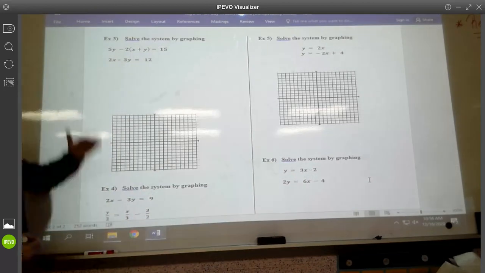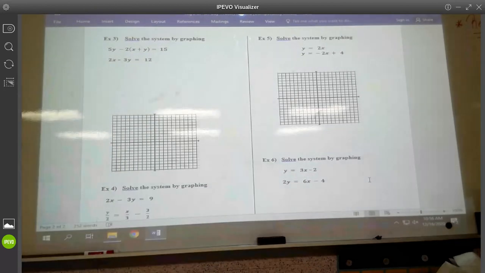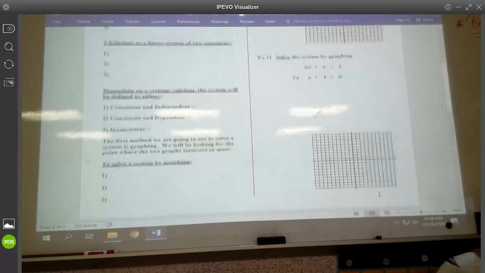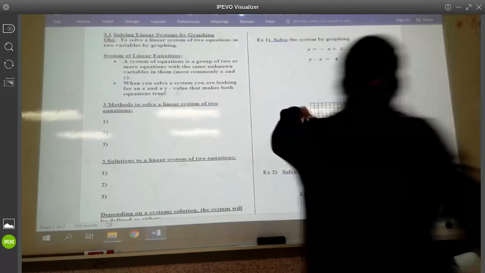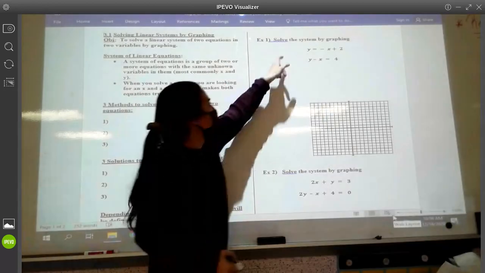All right, so guys, whoa, what did I do? I went way too far. Oh, I forgot. I split the page in half. Confused myself. All right, guys, sorry. Example 1's at the top here. I split this page in half. All right, so example 1.